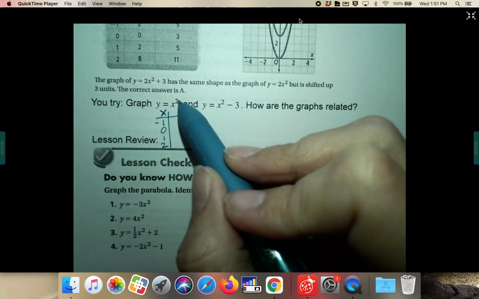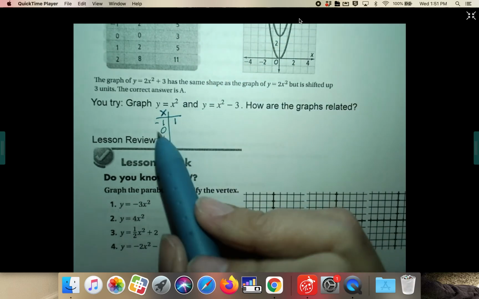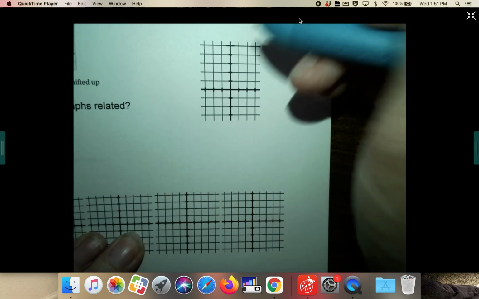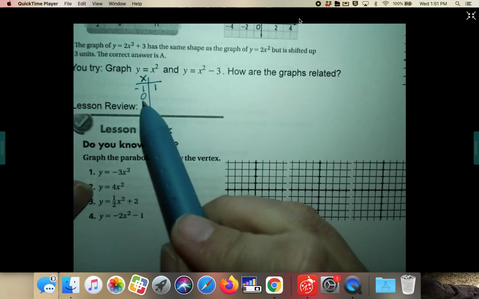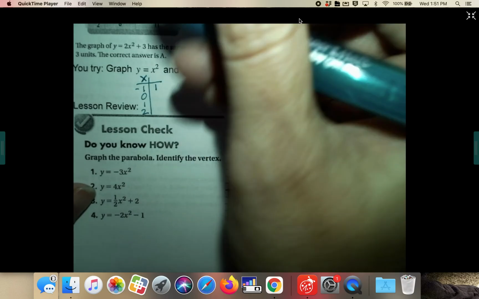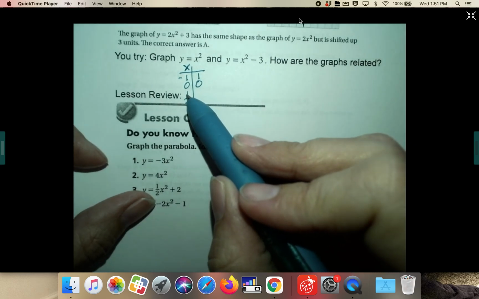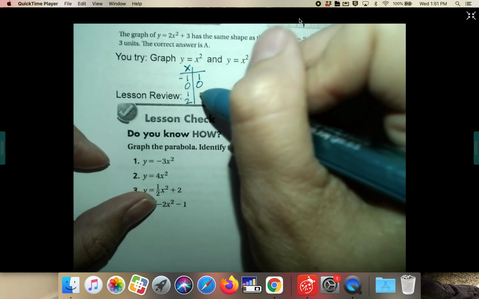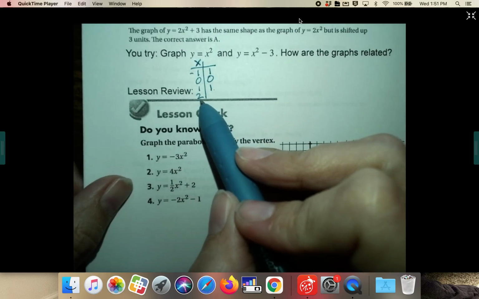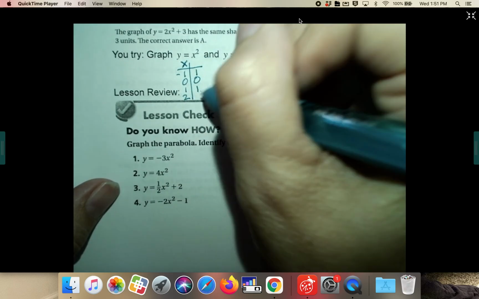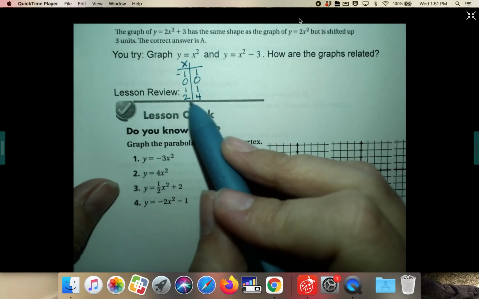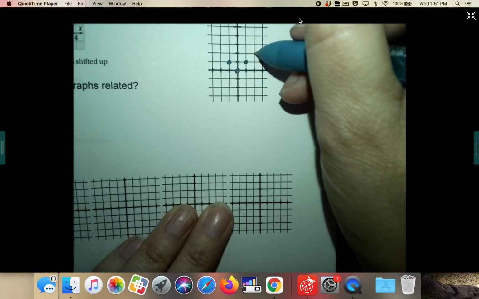-1 squared. -1 times -1 is +1. So let's go put a dot at -1, 1. Okay. Plug in a 0. 0 squared is 0. So 0 is going to be at 0, 0. All right, +1. +1 times +1 is +1. So 1, 1 is going to be our next ordered pair. All right, I can see the start of the parent function of the parabola. Let's do one more. 2. 2 squared, 2 times 2 is 4. So you're going to put a dot at 2, 4. So over 2, up 1, 2, 3, 4.